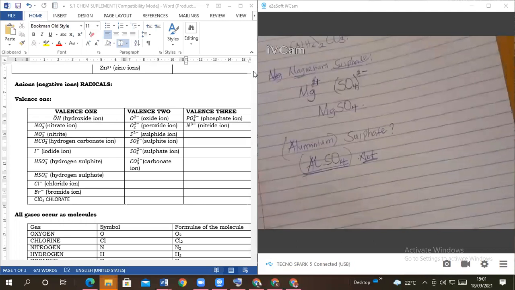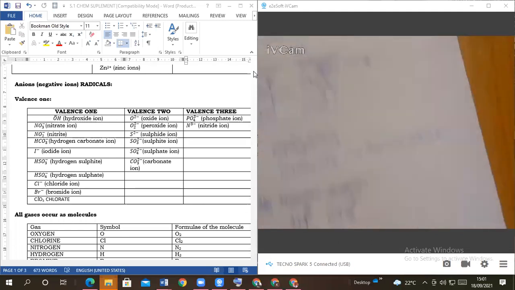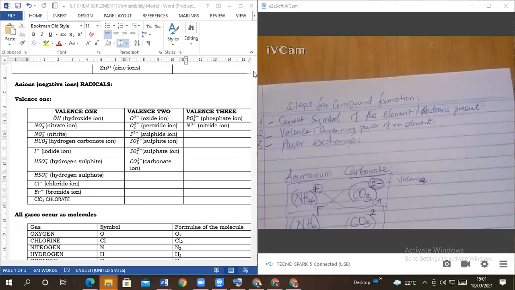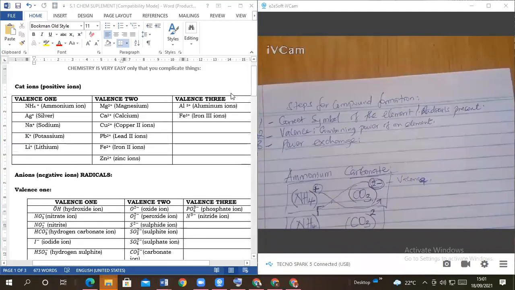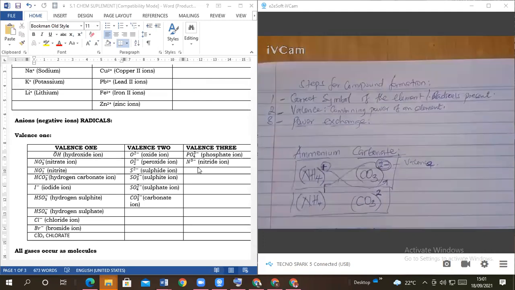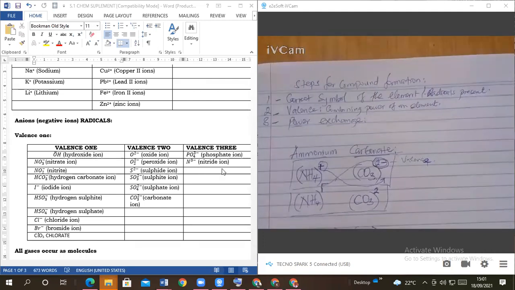Aluminium sulfate. Follow the steps here. Write the correct symbol of the element from the table, this table of ours that we have here. This table, aluminium is here. Come and pick a sulfate. It is there with the power. Allow the powers to exchange and write the compound the way it is. Don't change anything. Aluminium sulfate.